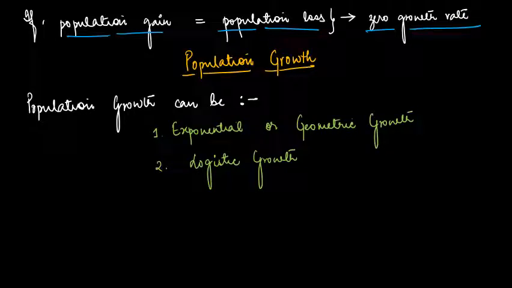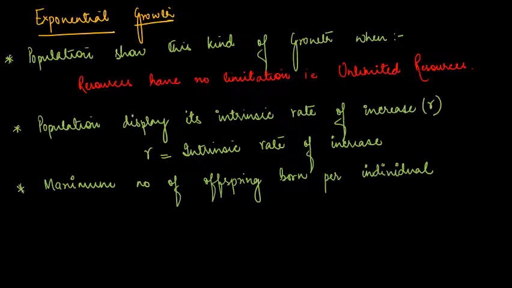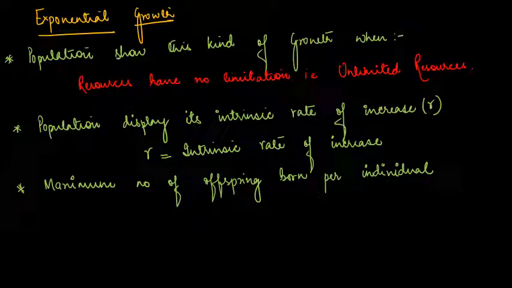Now, population growth can be exponential, or geometric, growth or logistic growth. So these are types of population growth. Now, what is exponential and logistic? We are going to discuss this. Coming to exponential growth, that means growth that takes place continuously, right? The population grows without limit whenever there is no shortage of resources.